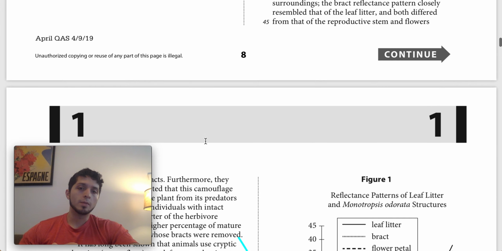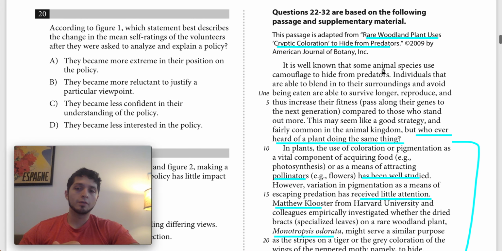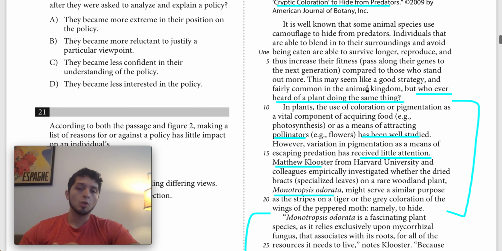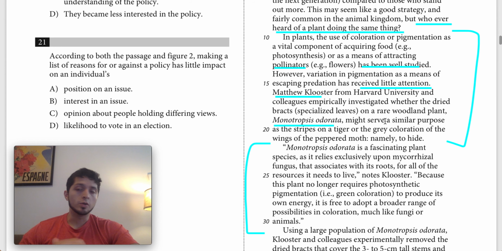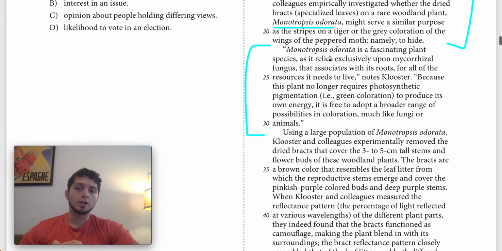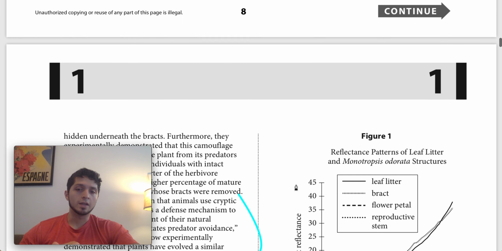So that's the basic outline of the passage. Again, fairly typical of science passages. We start with the phenomenon of camouflage in general. We ask about whether plants have camouflage. Then we're introduced to a researcher who specifically studied this, basically a quote giving some background information about the species. Then we get the study, basically what they did in the study.